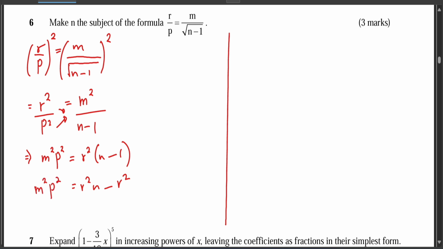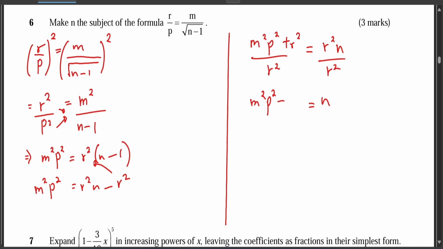Now this next step, that negative r squared you can take to the other side of the equation, therefore giving you m squared p squared plus r squared, which is equal to r squared n, then divide by r squared. Your n therefore becomes m squared p squared plus r squared over r squared.